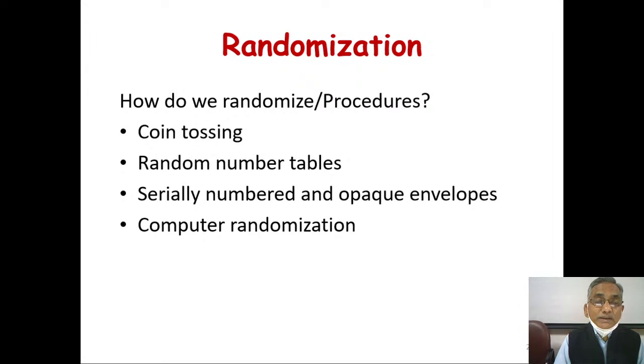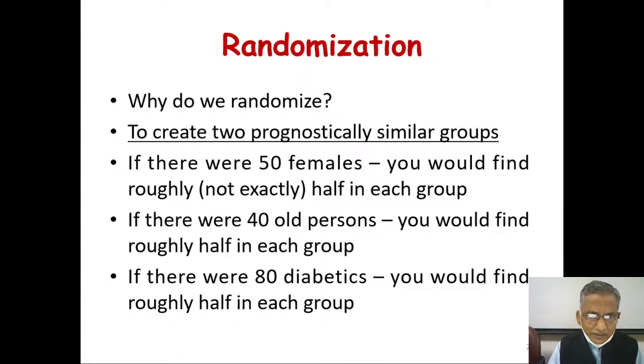So how do we randomize? There are several methods available: coin tossing, random number tables, serially numbered opaque envelopes, computer randomization. Why do we randomize? To create two groups which are prognostically similar. That means all other factors should be similarly distributed in the two groups.